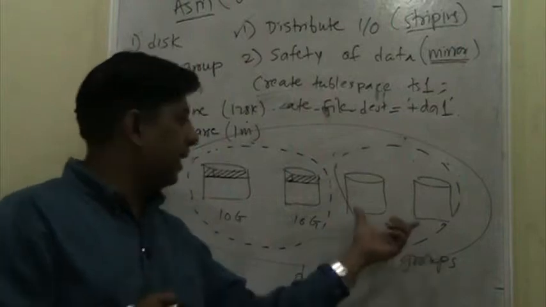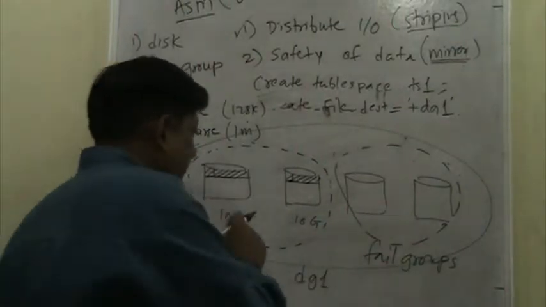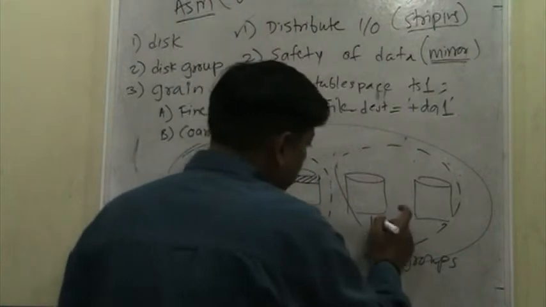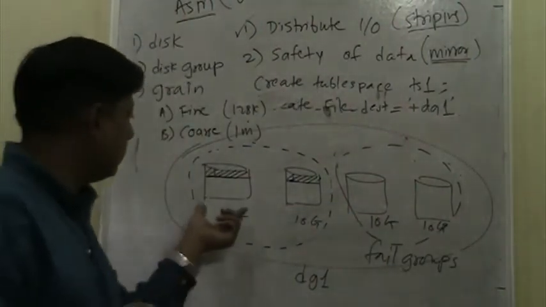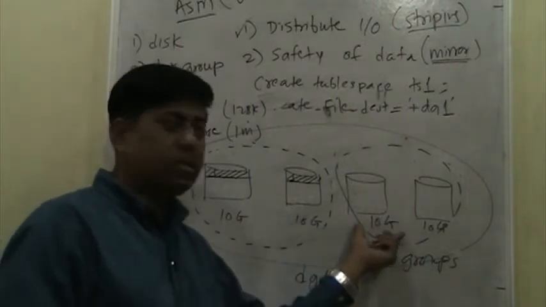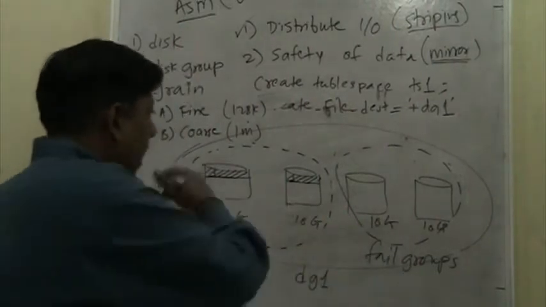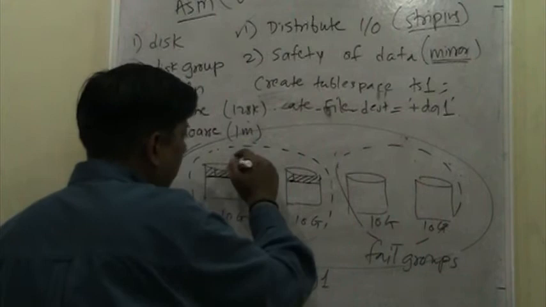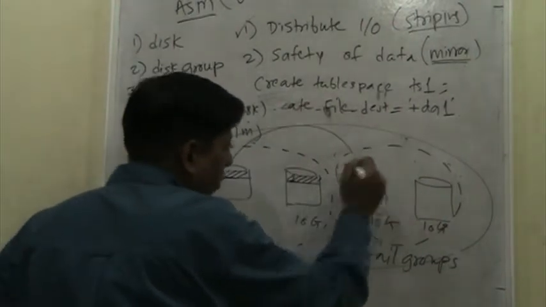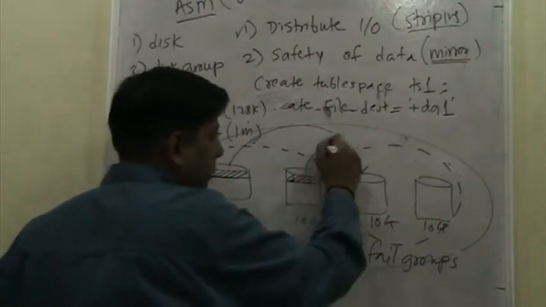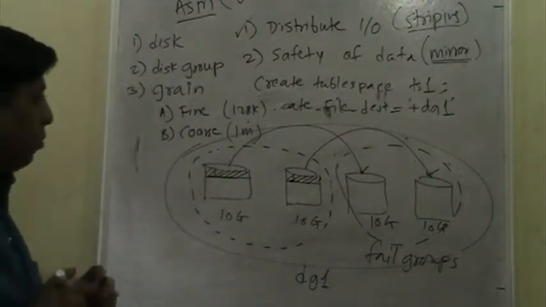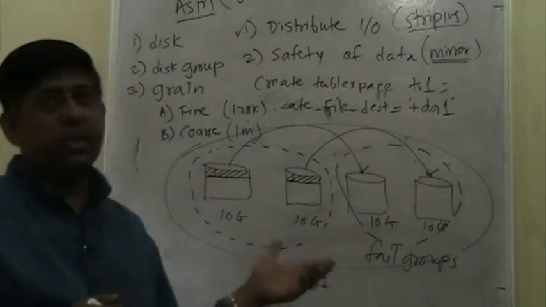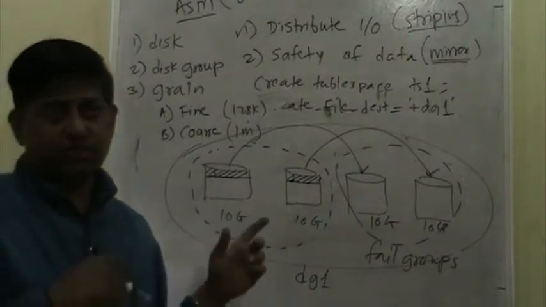The fail groups are an exact copy of each other. So if this is 10G, these two disks should also be 10G and 10G. You cannot mix and match there, like this is 10 GB and this is 5 GB. Because for each and every byte on this, there will be a copy of that on this disk, and same thing for this disk. It's just mirroring. So what we are doing here is mirroring plus striping in this situation.